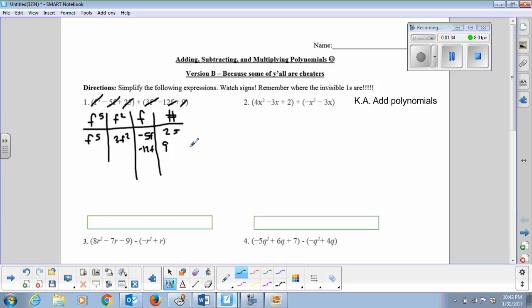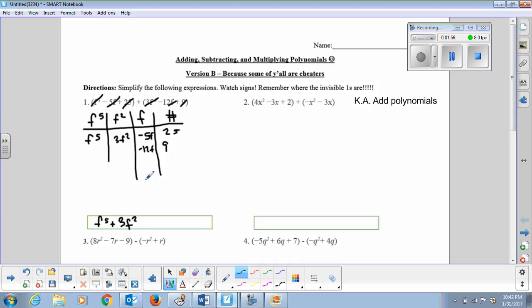So again, this was worth 3 points. If you got this far, I gave you 2 points. If you missed a sign or something like that at the very end, you probably just got the 2 points. But to finish it for the full 3 points, we just add them all up. So that first column doesn't have anything. I'm just going to drop it down. Same thing with the second one.